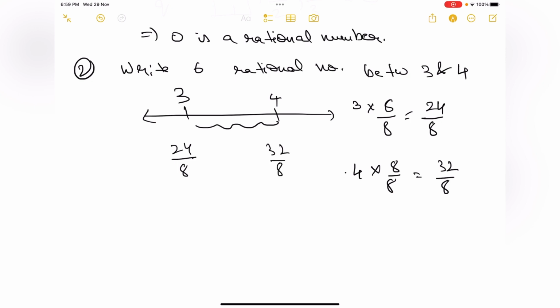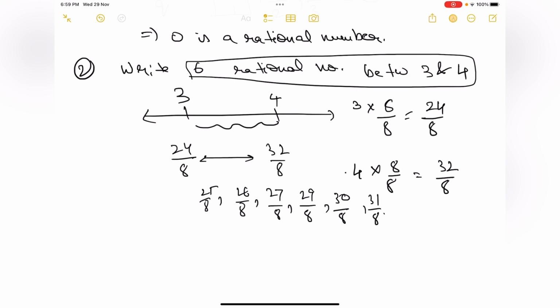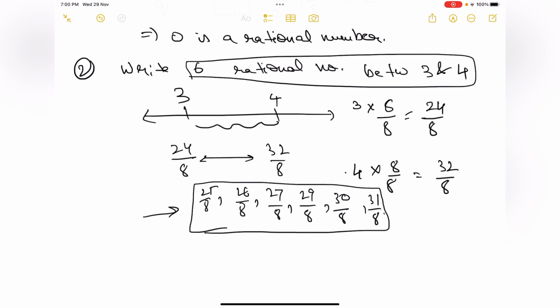This is one simple trick where we can get any number of rational numbers between two given numbers. So what would be the numbers between these? 25 by 8, 26 by 8, 27 by 8, 29 by 8, 30 by 8, 31 by 8. We have 6 rational numbers between 3 and 4. So this is one way in which we can get any given number of rational numbers between two given numbers.